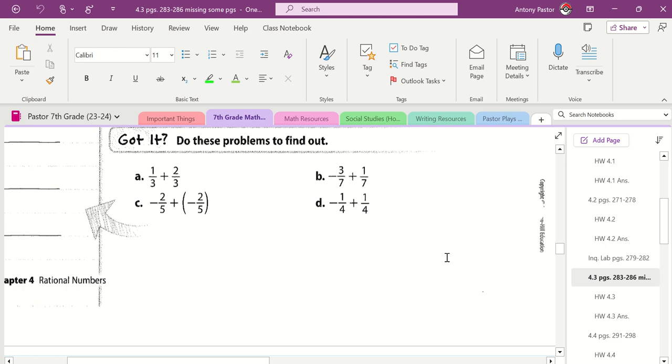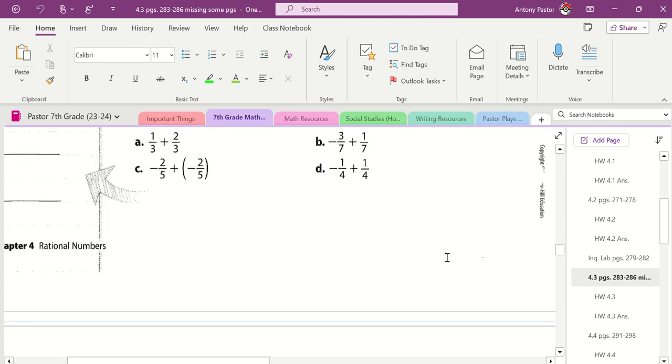So we're going to do the got it's, and we're going to make this a pretty quick lesson. Again, it mostly goes back to adding and subtracting integers from last chapter. So how do you add two negatives? How do you subtract two negatives? Things like that. It's going to be very much going back and reviewing that.